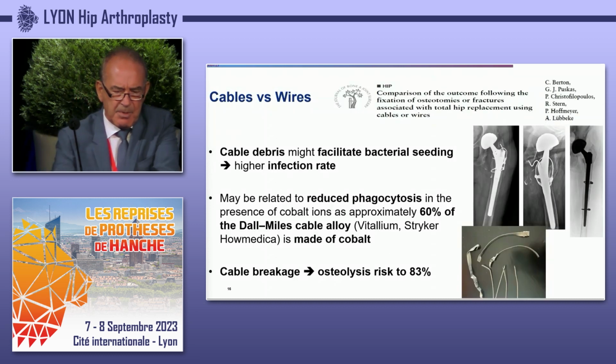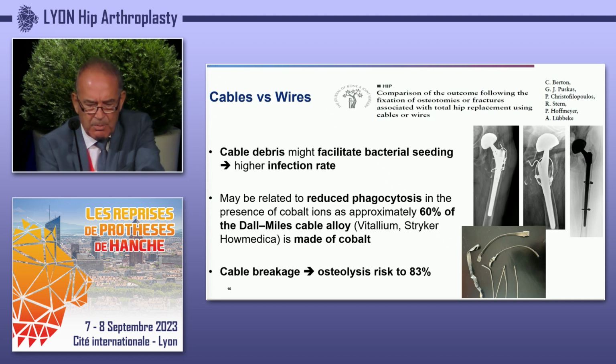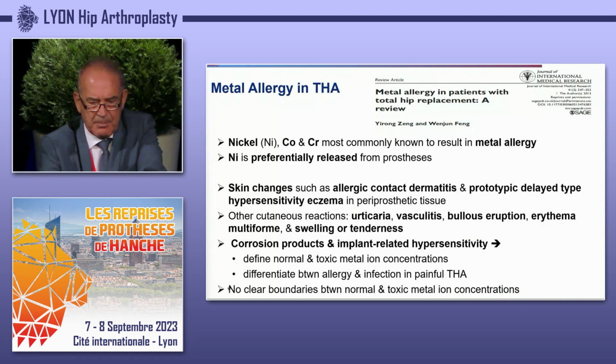What about the cables and wires? The cable debris facilitates bacterial seeding, and of course, you have a higher infection rate. So that may be related to reduced phagocytosis. About 60% of the Dall-Miles cable alloy is made from cobalt. And of course, we know that cable breakage can increase the osteolysis up to 83%.